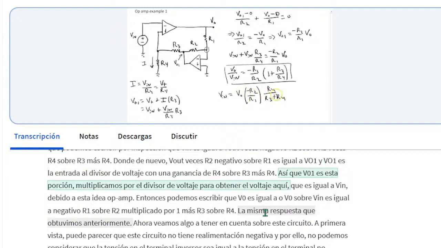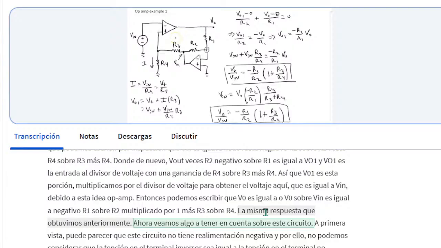We multiply by the voltage divider to get the voltage here, which is equal to Vn because of this ideal op-amp. Then we can write that V out over Vn is equal to negative R1 over R2 times 1 plus R3 over R4. The same answer we obtained previously.